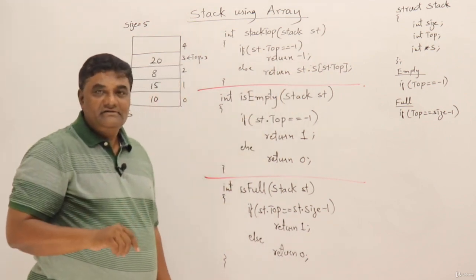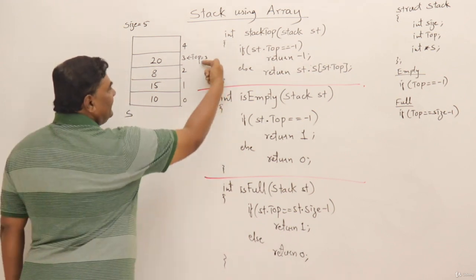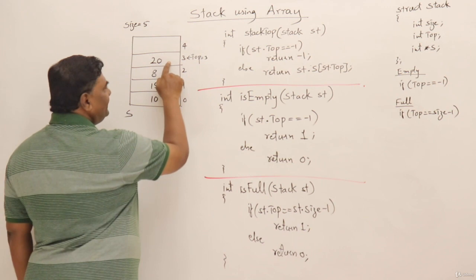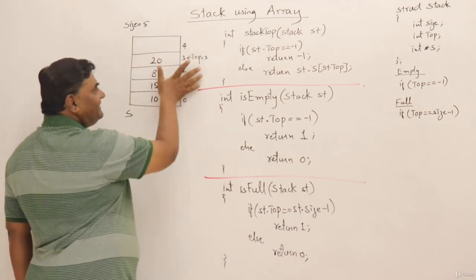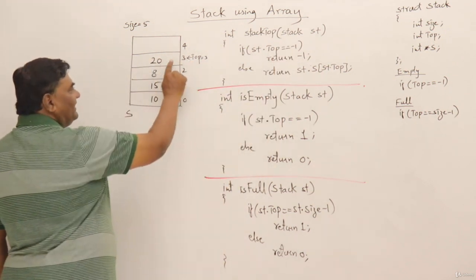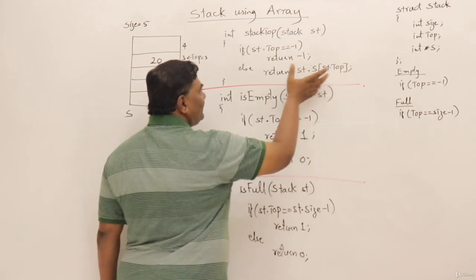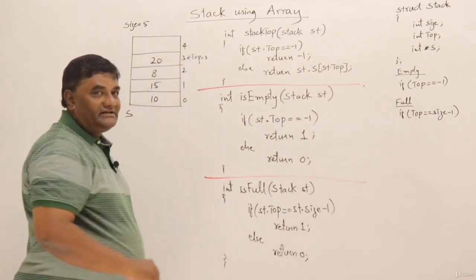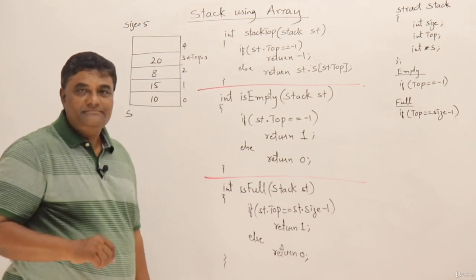Otherwise, there are some elements. So wherever top is pointing, it should return that value. What is this value? S of top. But this is inside the structure st, so it should be st.s of st.top. It should return this value. So that is stack top. And there are simple statements, so the time is constant.